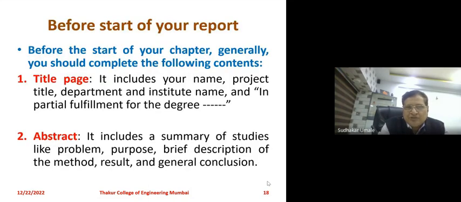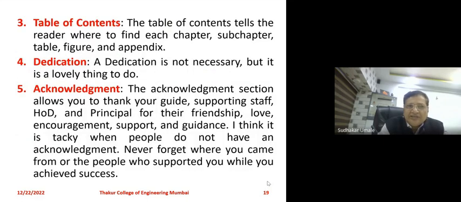Before the start of your report, you have to take care of something. Before the start of your chapters, generally you should complete the following contents. Title page, it includes your name, project title, department, institute name, and it may start with 'in partial fulfillment for the degree'. This is the statement you have to write. Then abstract, it includes summary of studies like problem, purpose of the thesis, brief description of the methods, result and general conclusions we require. Then table of contents.